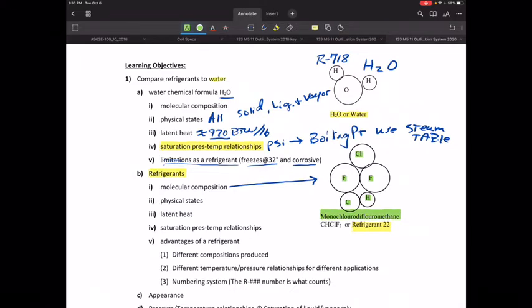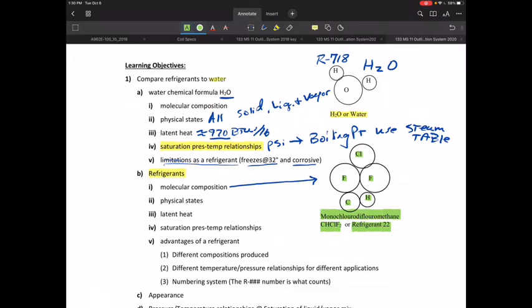Every one of those is essentially part of that process of what we have. So if we look at the composition, or in the nomenclature to some extent, you'll notice that we've got your CHClF2, or refrigerant 22. Refrigerant 22 is the one that we'll be looking at specifically.